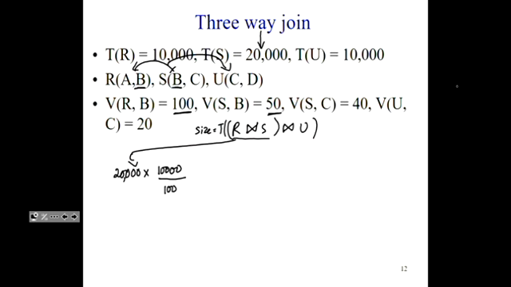Okay? So this is the first step. This is the size of R join with S. Then I want to compute the size of R join with S join with U. Now, when I take R join with S and U, the attribute that is in common is C. Okay, so the join is going to happen on C. Now let's look at the number of values that C takes.